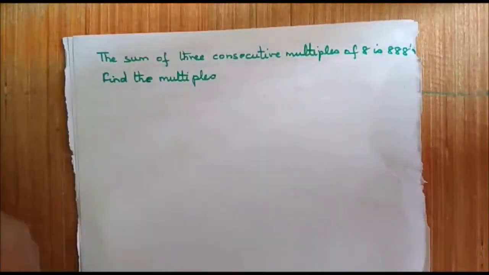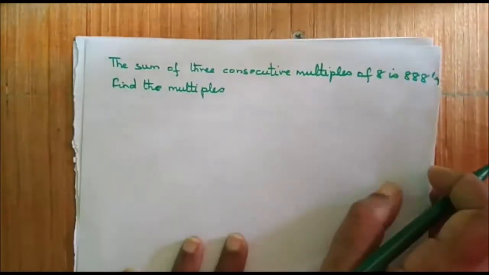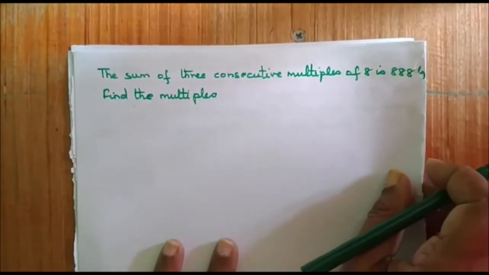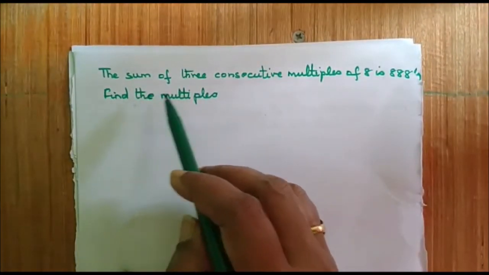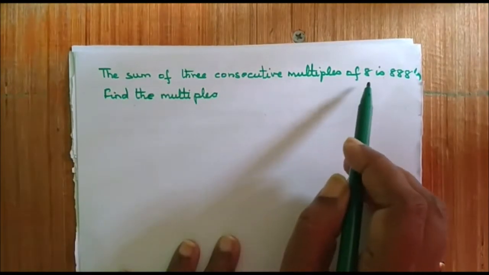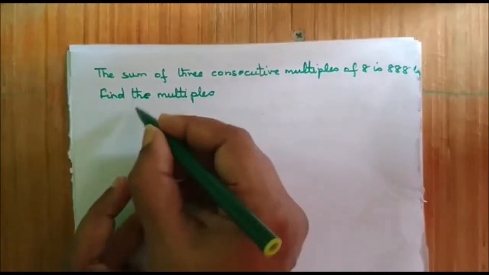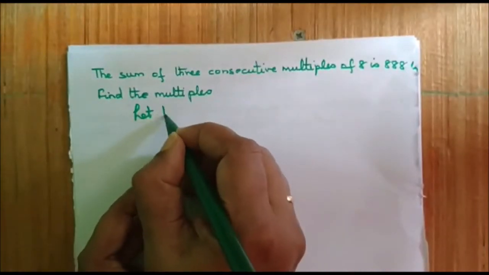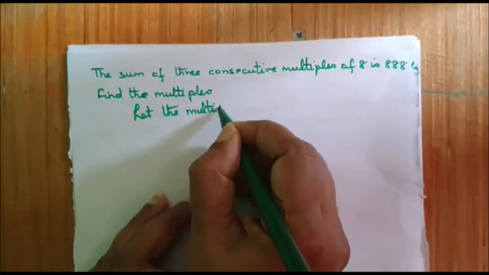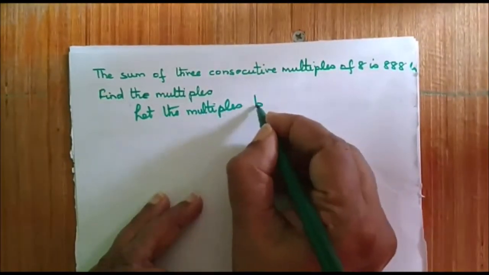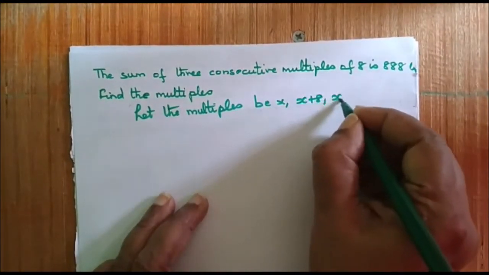Okay. Now we will go to word problems. In word problems, we have to form the equation and then we have to solve it. Now what is the problem? The sum of three consecutive multiples of 8 is 888. Find the multiples. Let the three consecutive multiples be x, x plus 8 and x plus 16.